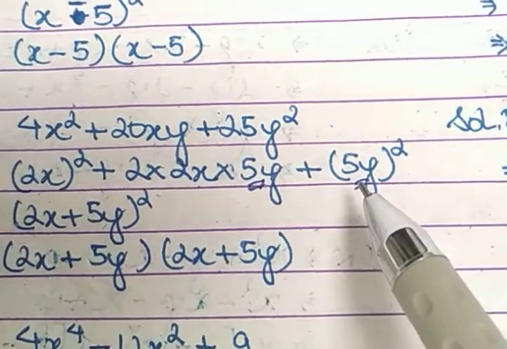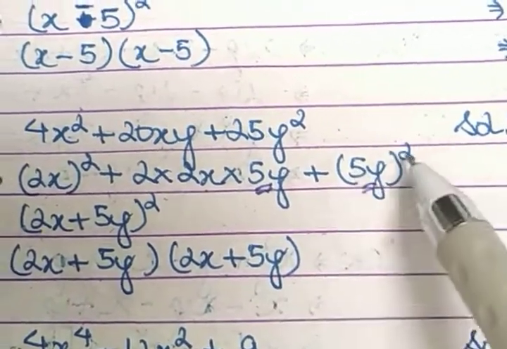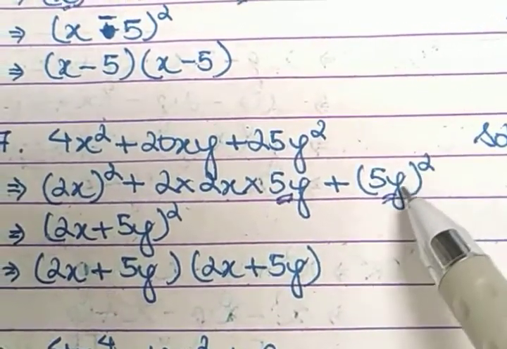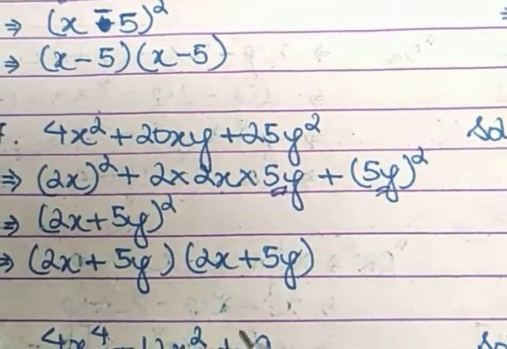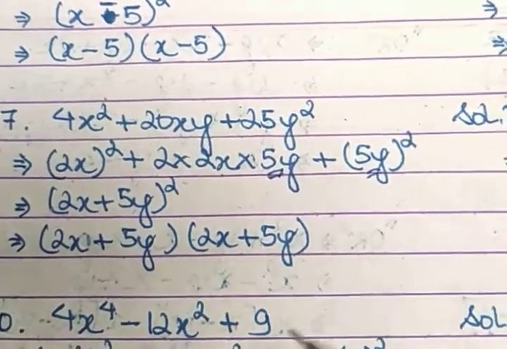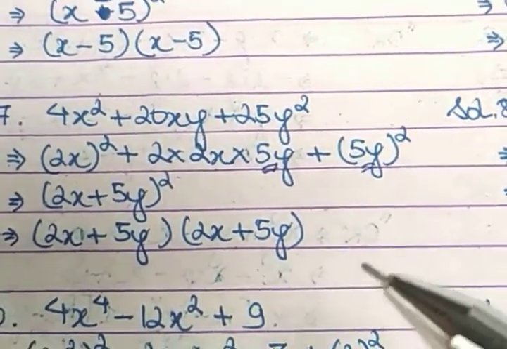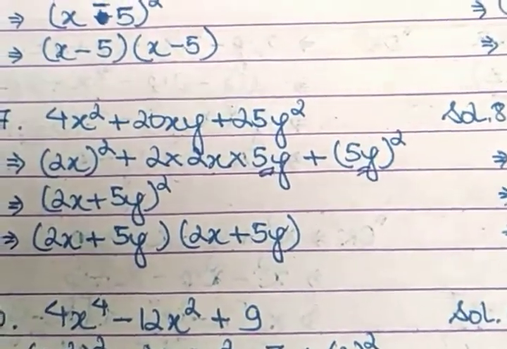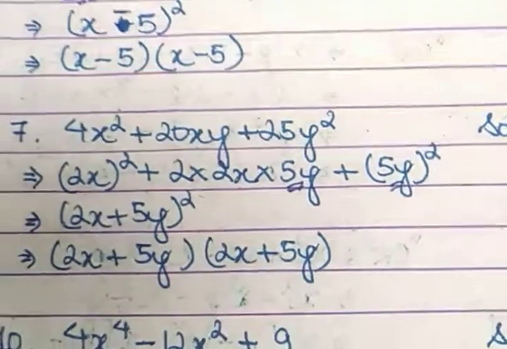Now let's check the third term. 5 square, 5 into 5 is 25, so we have 25 out here, y square, see. We haven't changed the term, isn't it? It's just that we have expressed the terms in terms of a and b in the expansion of a plus b whole square or a minus b whole square. In this one, it is a plus b whole square.